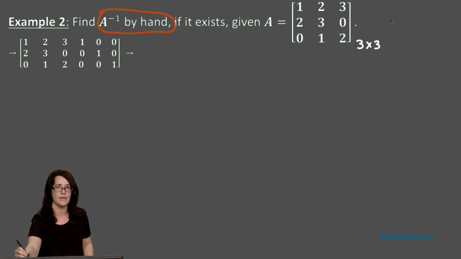To find A inverse by hand, where do we begin? That's right. We start with an augmented matrix, A on the left and I on the right. And what do we do then? That's right. We do row operations. Usually it takes at least 7 operations for this one. So we're going to do row operations until we get I on the left and A inverse on the right.